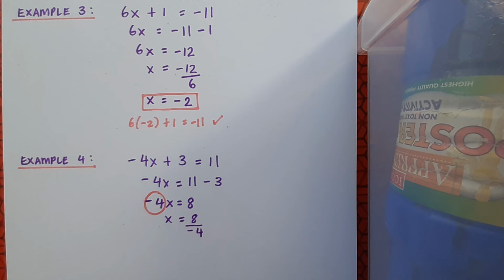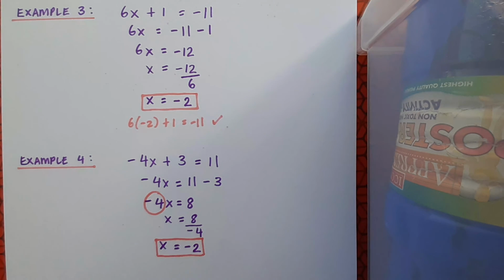If you're doing it in your head, watch out for the rules of signs. They're the same for division as they are for multiplication. So a positive divided by a negative gives you a negative. So my solution for x is x equals minus 2.